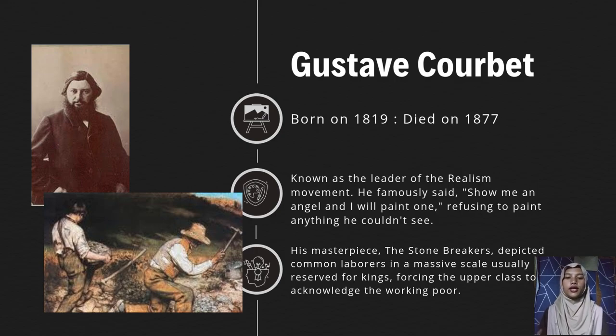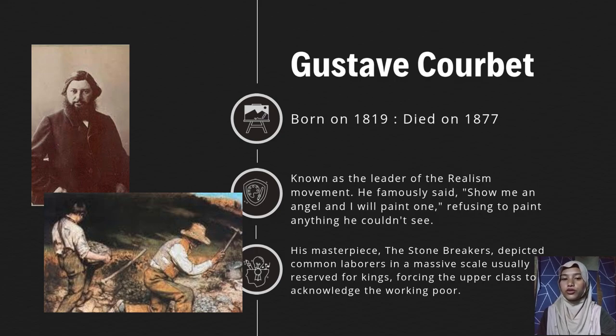Now let's talk about the key artists, works, and major artists of realism. Okay, first let's start with Gustave Courbet. He was born in 1819 and died in 1877. He is known as the leader of the realism movement. Courbet believed that art should only show what is real. Sabi niya nga, show me an angel and I will paint one. Meaning hindi siya nagpipinta ng bagay na hindi niya nakikita sa totoong buhay.